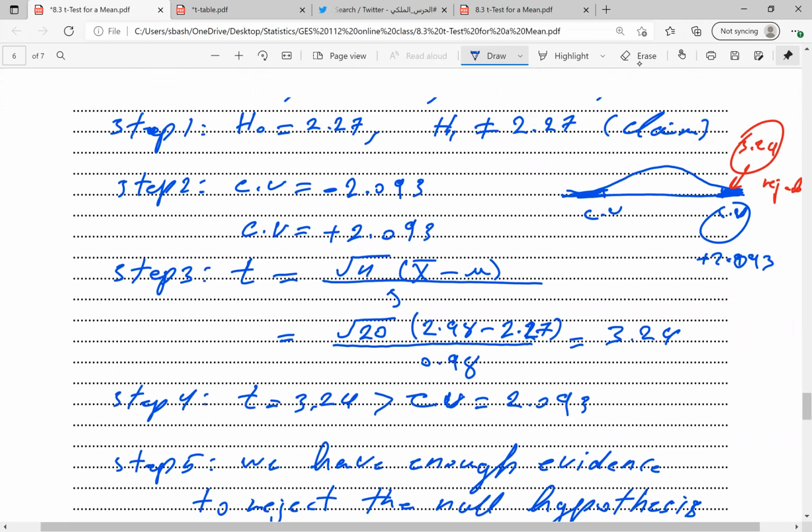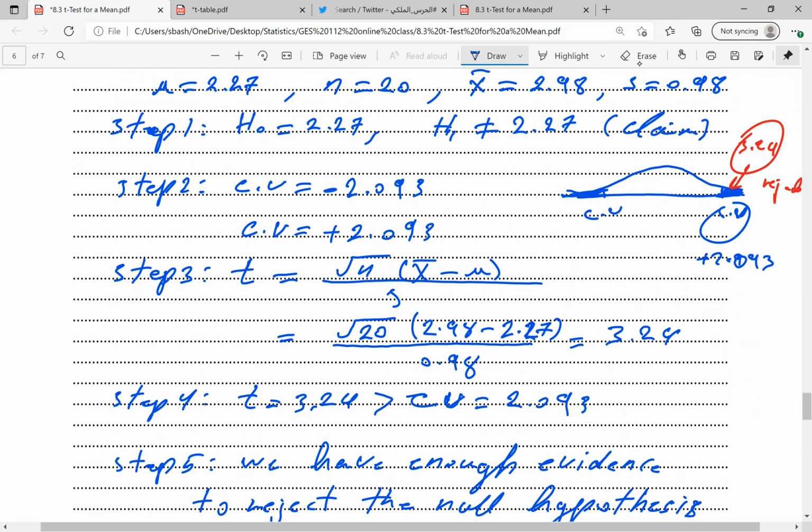So again, these are the 5 steps to solve a t-test problem. State the hypotheses, the null hypothesis and the alternative hypothesis. Then find the critical values. Then calculate the t-test value. That will be t equals square root of n multiplied by x bar minus mu divided by s. Then compare the t-test value and the critical values. If the value of the t-test happens to be in the rejection area, we reject the null hypothesis. If it is not, we accept the null hypothesis. And then we take the decision to accept or reject the claim.